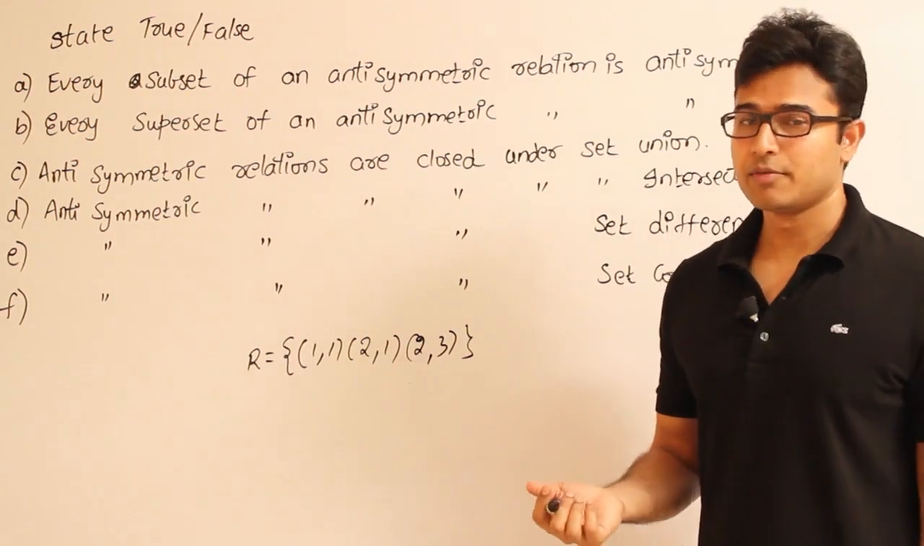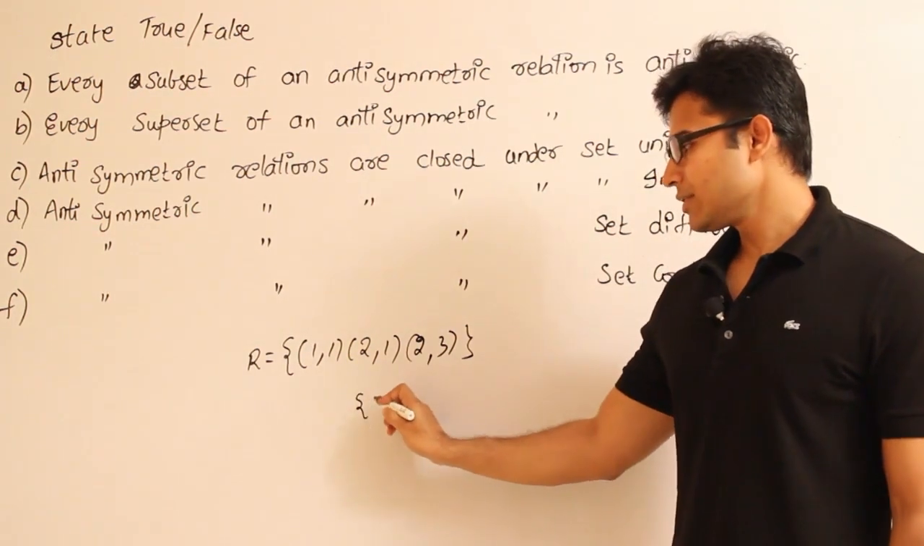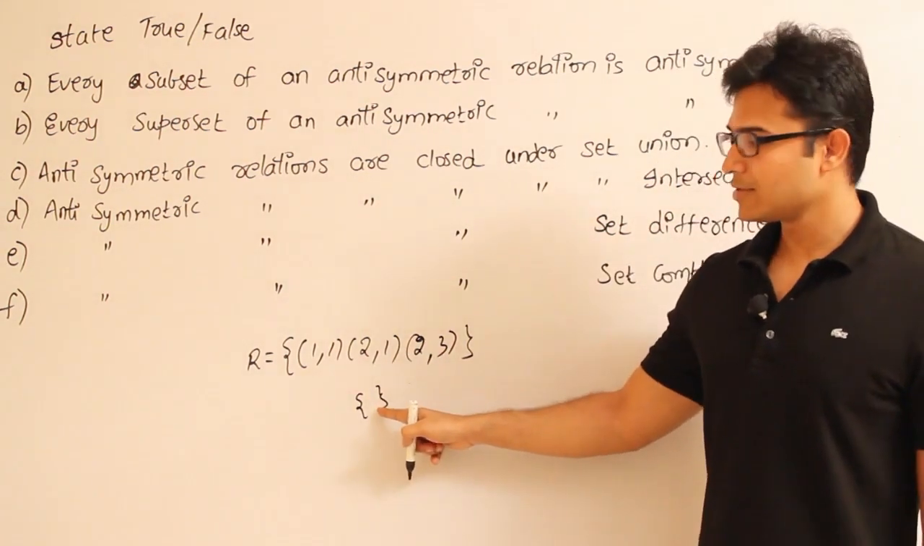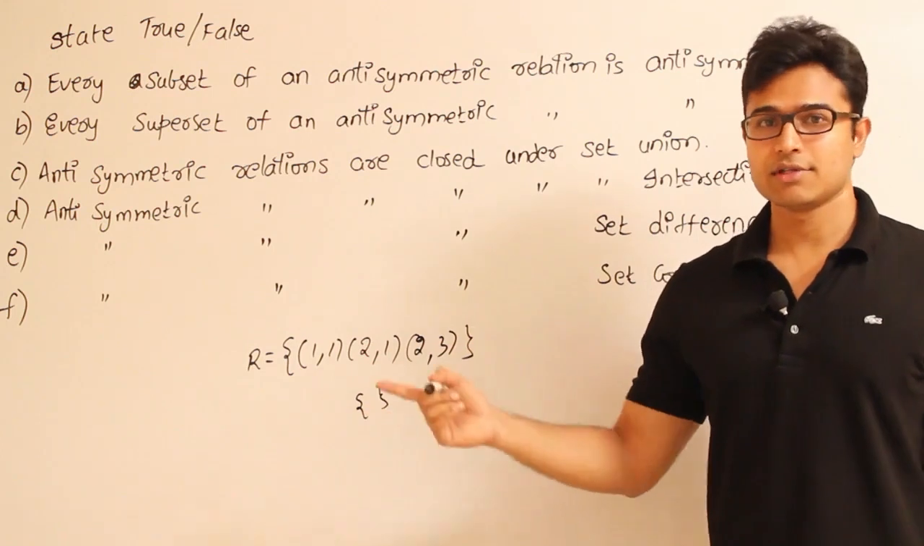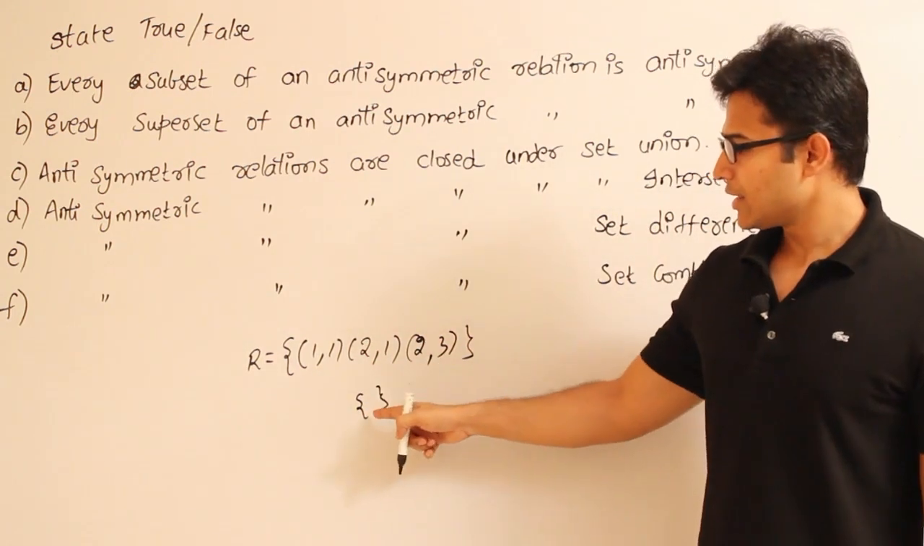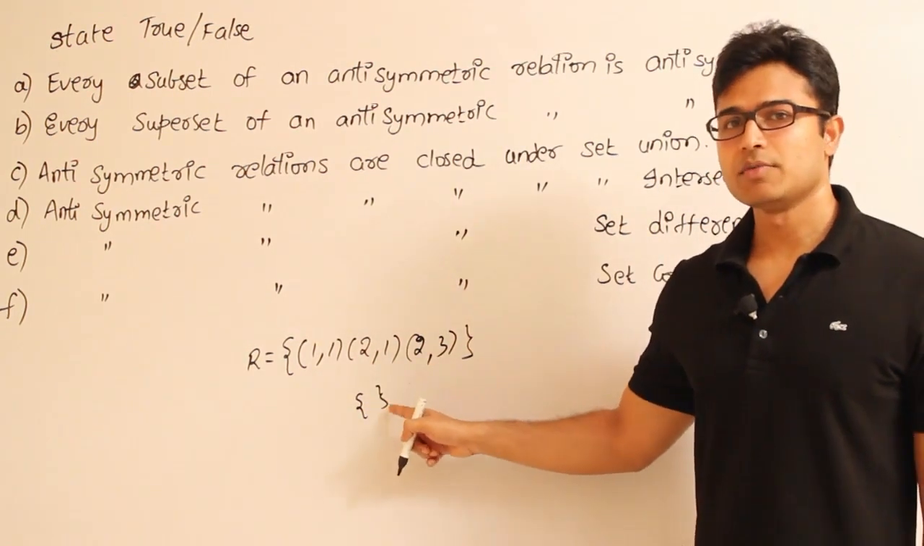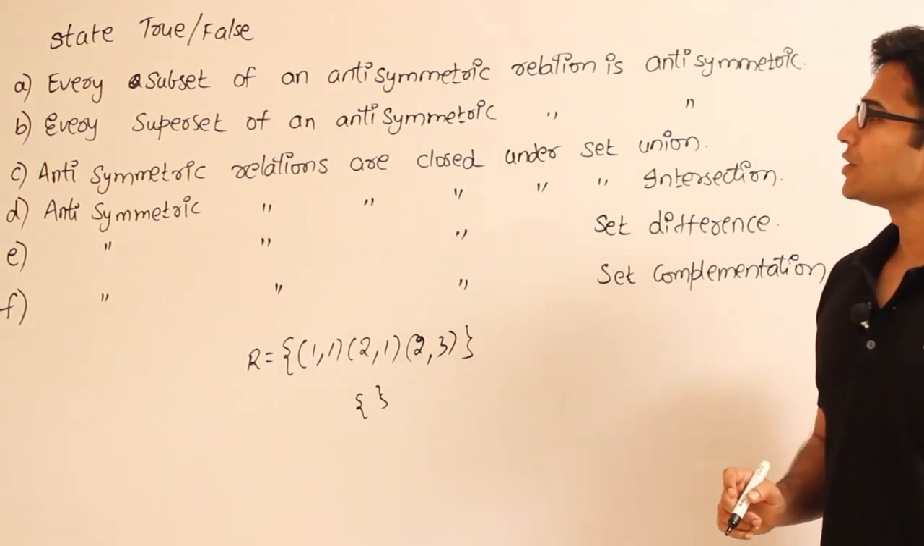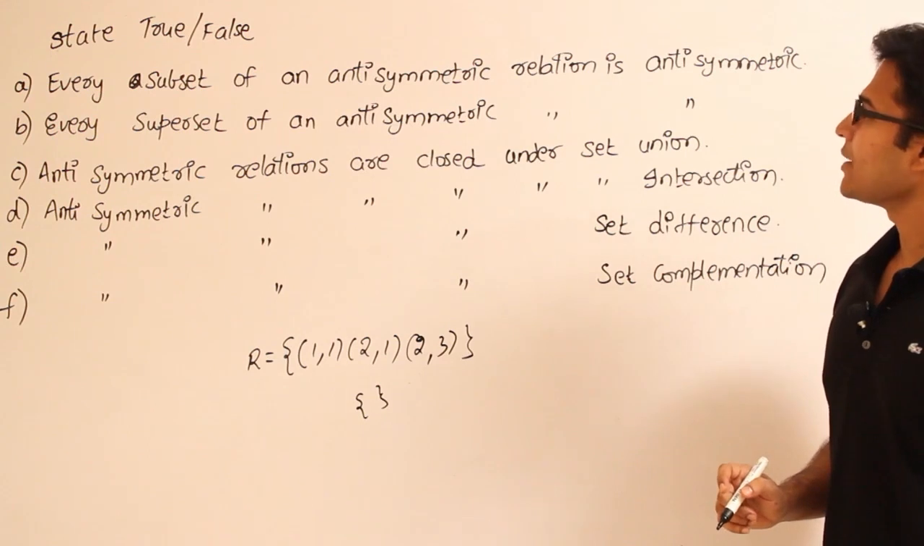You should be careful here because the empty set is a subset of everything, right? So only if the empty set is also an antisymmetric relation can we say that every subset is antisymmetric. In this case the empty set also happens to be an antisymmetric relation. Got it? Therefore every subset of an antisymmetric relation is antisymmetric.